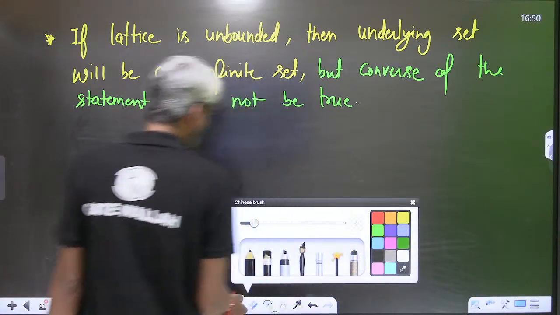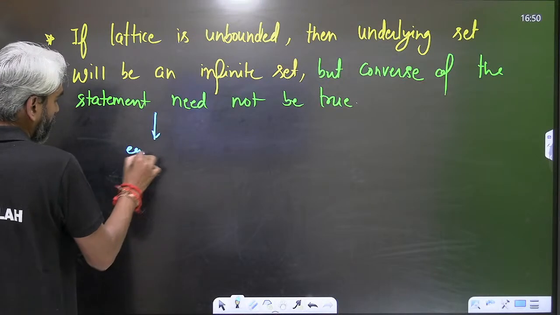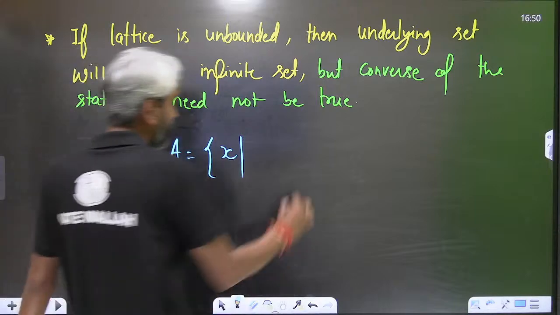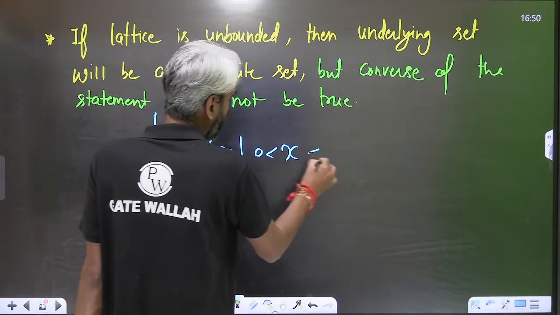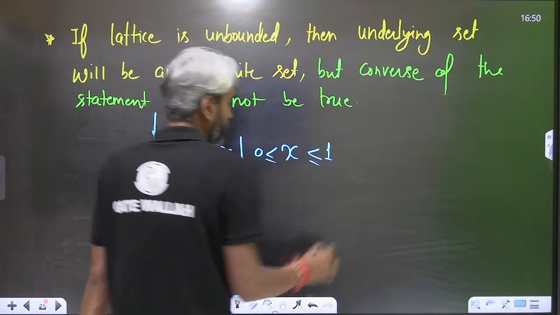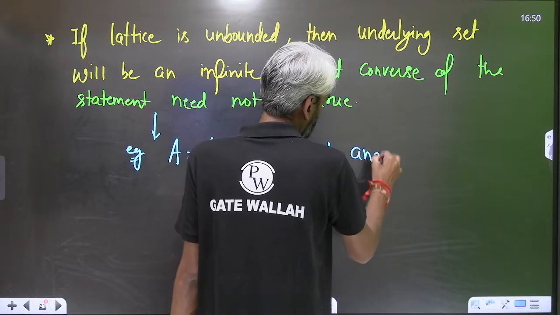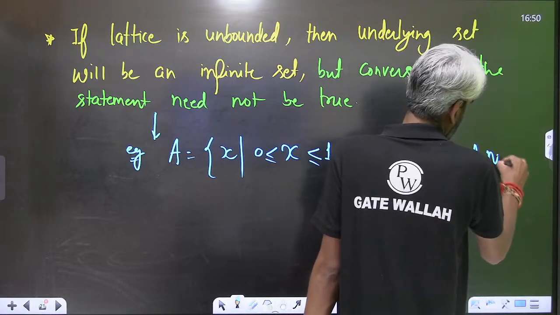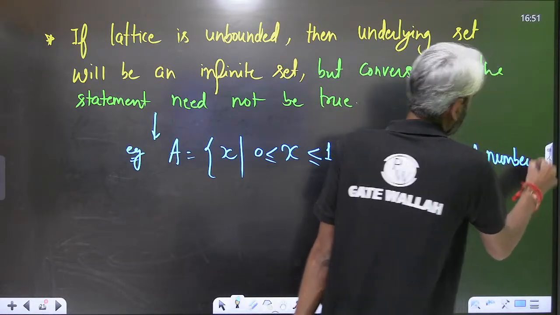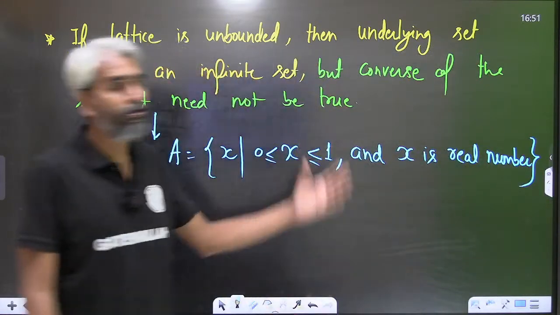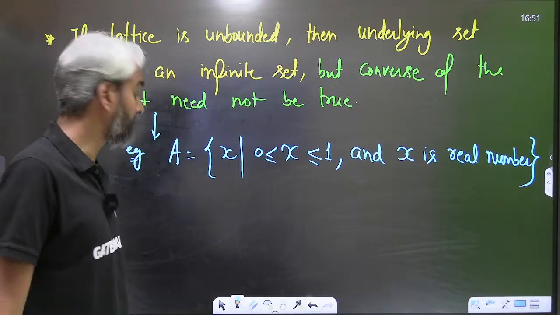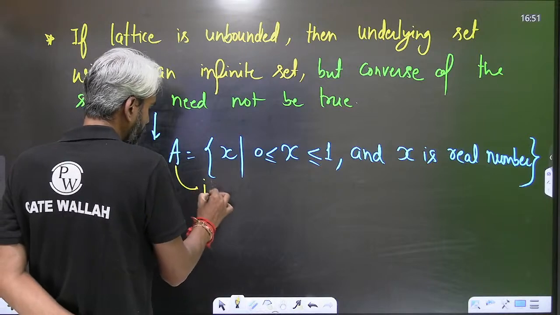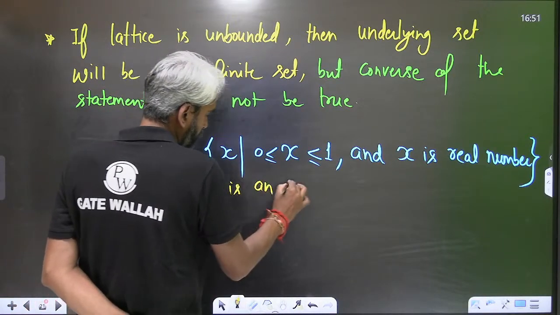So can you please give us an example? Let's take an example. If I define the set A as the set of all real numbers x such that x is greater than 0 and less than or equal to 1, and x is a real number. So please tell me, how many real numbers are there between 0 and 1? Sir, it is an infinite set. Yes or no?